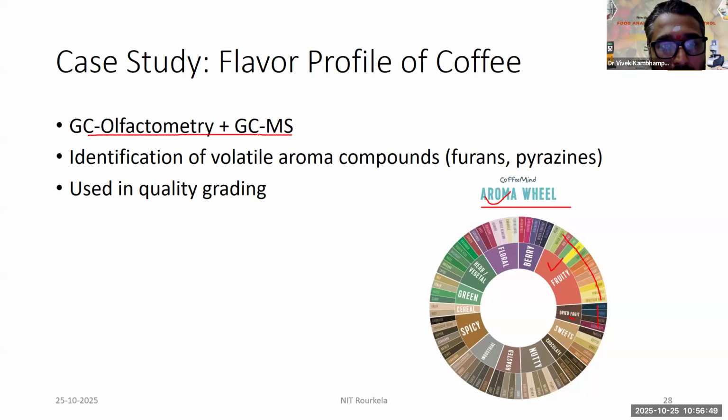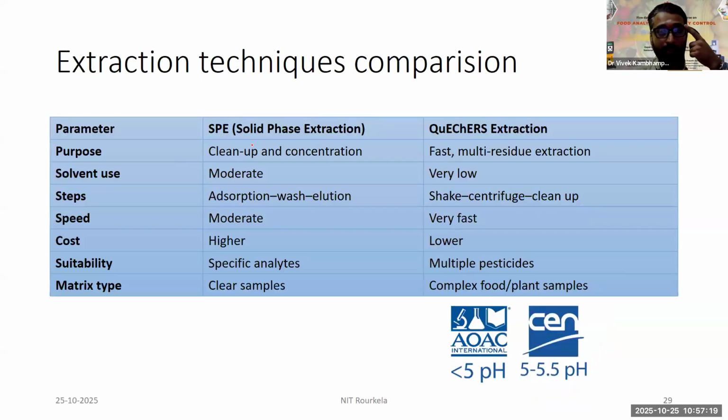GC olfactometry plus GCMS. This is a different principle. Identification of the volatile aromatic components, aroma components, is possible using this particular method. Okay, this is where you can use this one. This can be used for grading the coffee beans. Grade will decide the price of the coffee beans, right? So for this particular purpose, grading, you can easily go with GC olfactometry plus GCMS analysis for coffee.